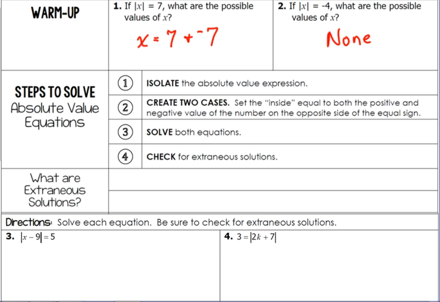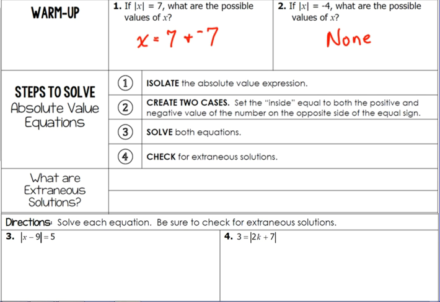Okay? There's no way to take the absolute value and get a negative number, because what the absolute value means is what is the distance from this number to 0. So distances are always positive. We don't talk about negative distance. We only ever deal with positive distance. That's the technical definition of the absolute value.